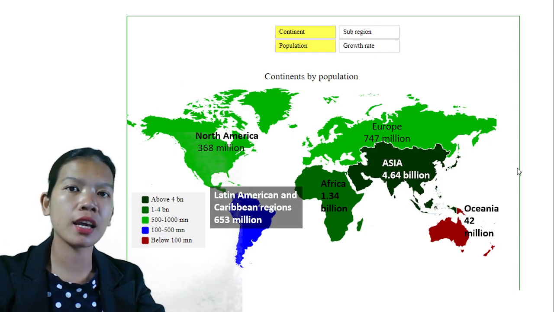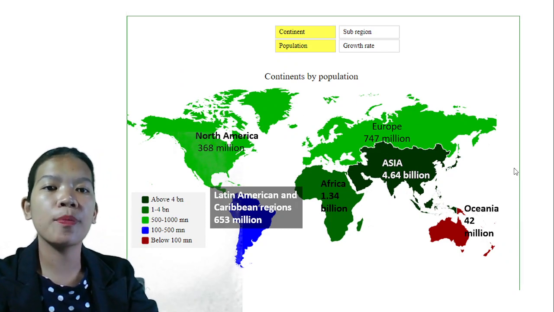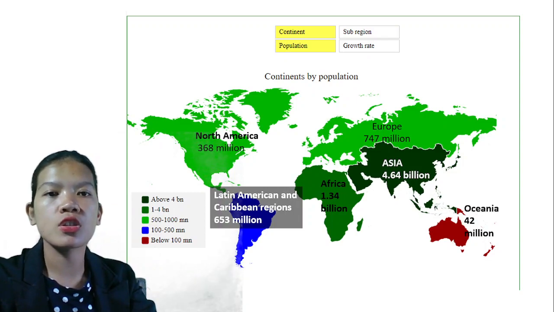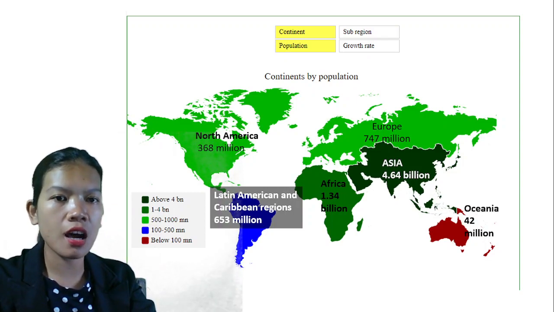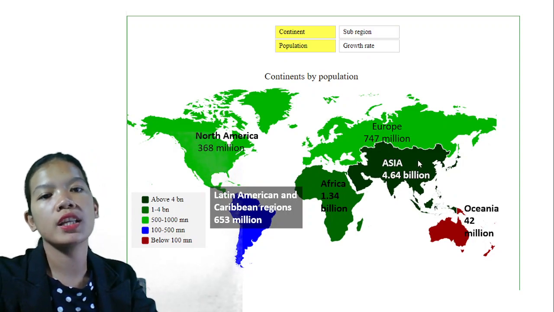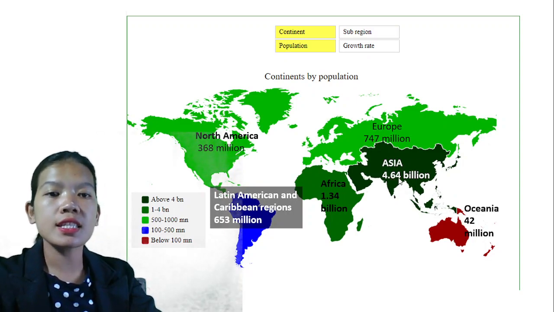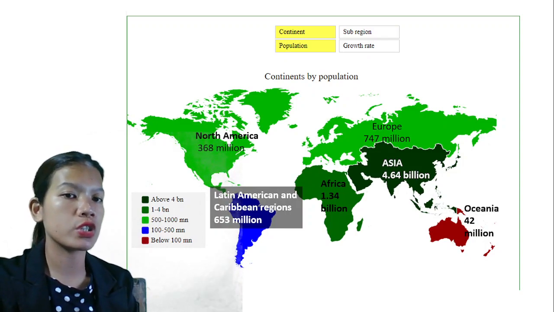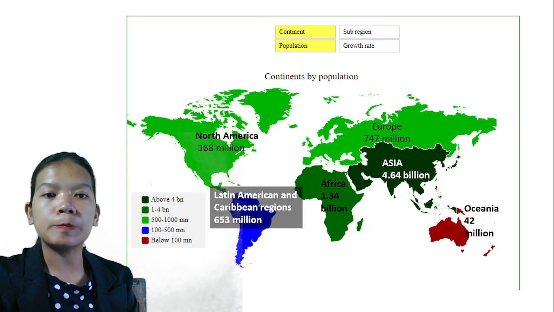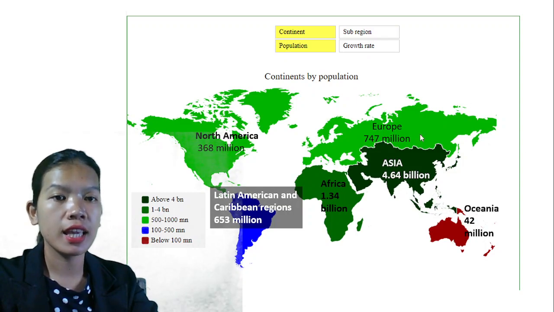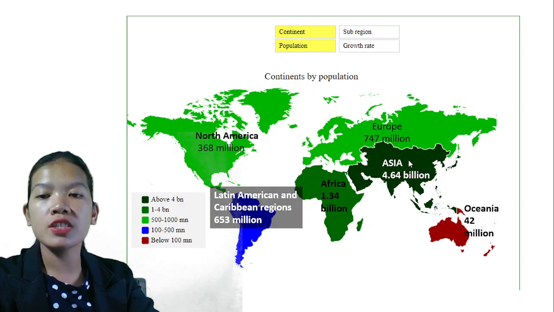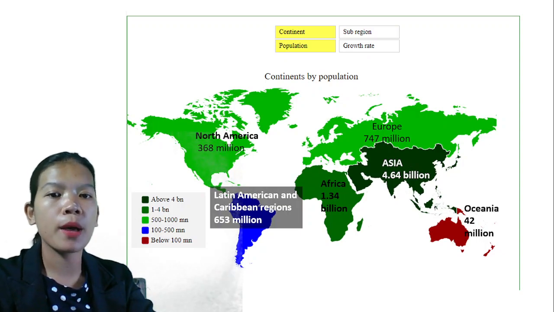Before anything else, let us take a look at the population of each continent of the earth. We have 7 continents, and the most populous one is Asia with 4.64 billion inhabitants. Two of the most populated countries belong to this continent. What are those countries? Those are China and India, which together constitute about 36% of the world's population.